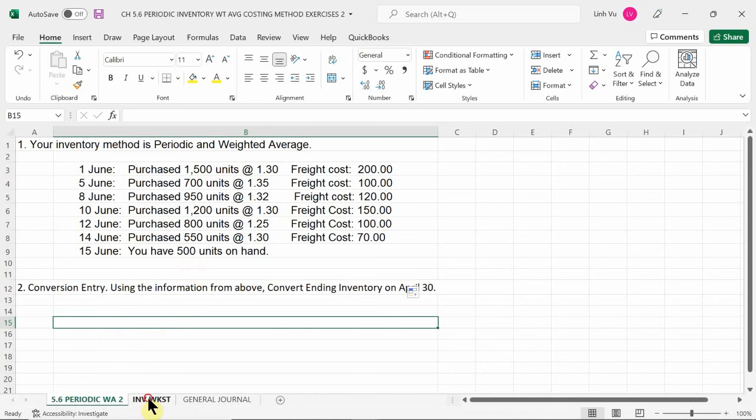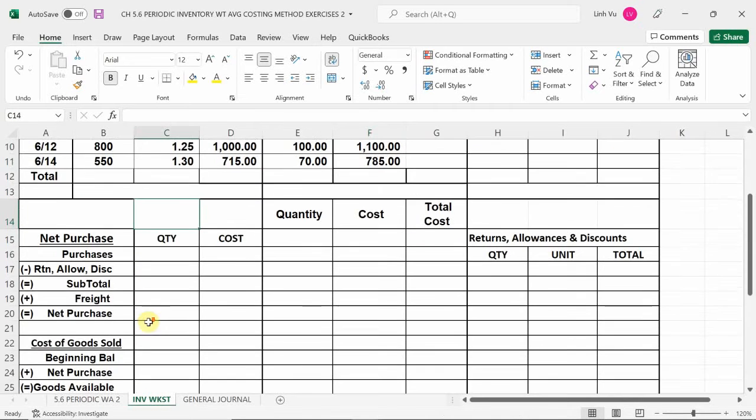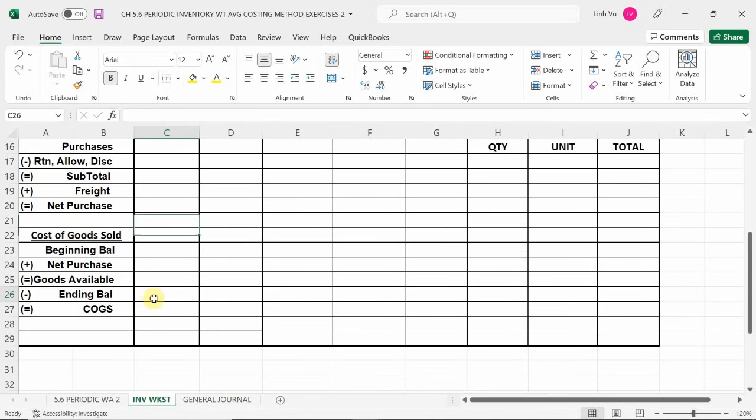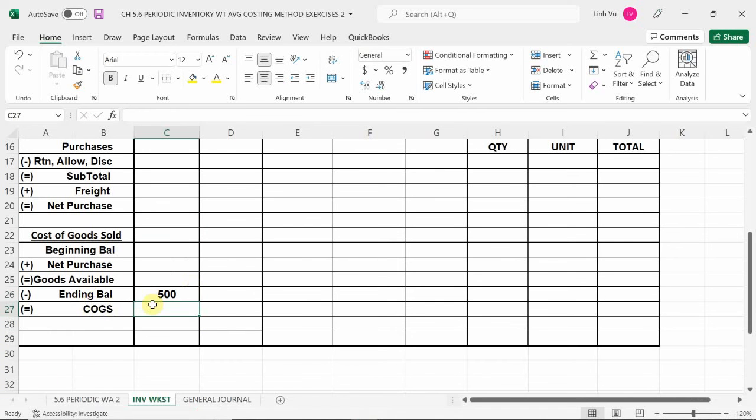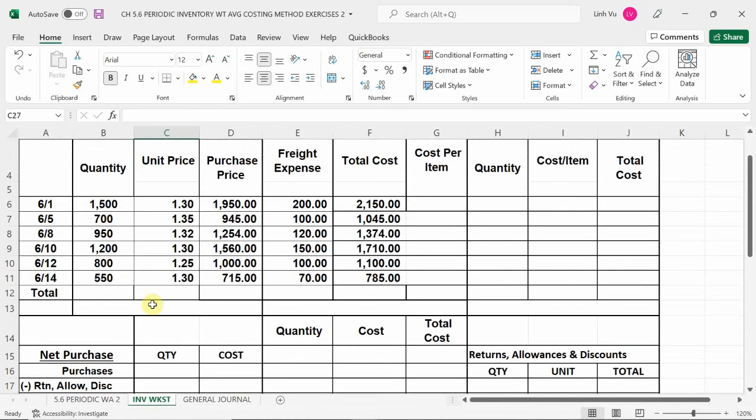Okay, so that tells me I reached my accounting period and I already have an ending balance, because someone went down to the basement, took a physical count, and told me that there were 500 units left. So I plugged that into my ending balance. Now that means I need to tally up my totals.